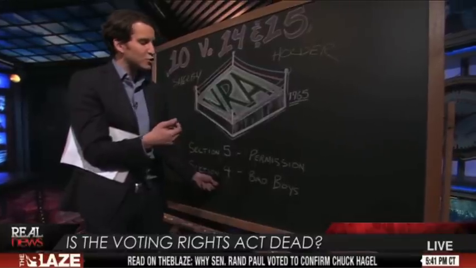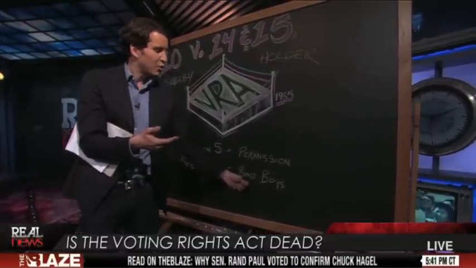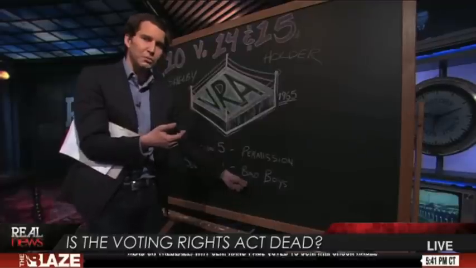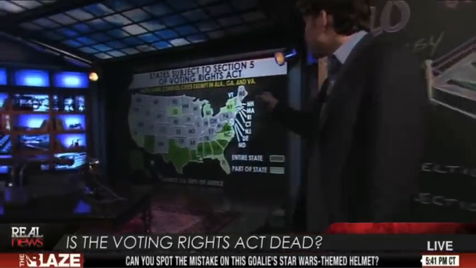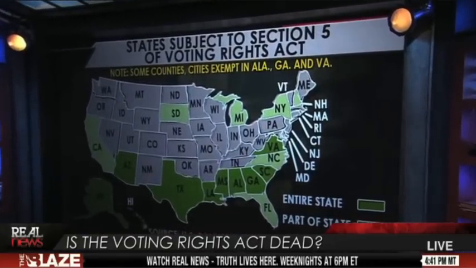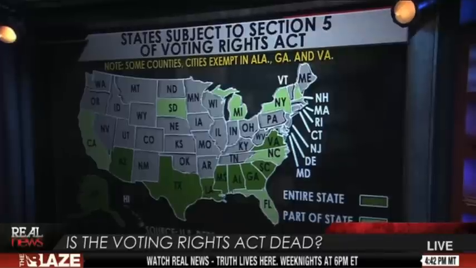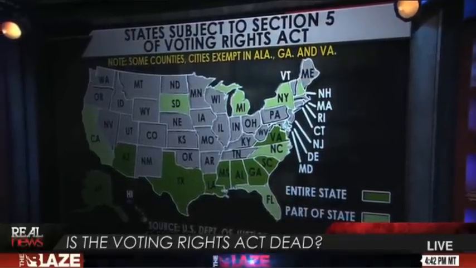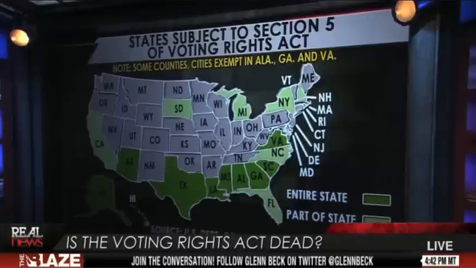Section 4 lays out certain states that have been bad boys in the past, who have shown a historical prevalence for discrimination. We can show you exactly who these states are on the RP. As you can see, the states in dark green are states that must go to the federal government for permission to change anything on their voting practices. The states in light green, parts of those states are required to go and check with the federal government.